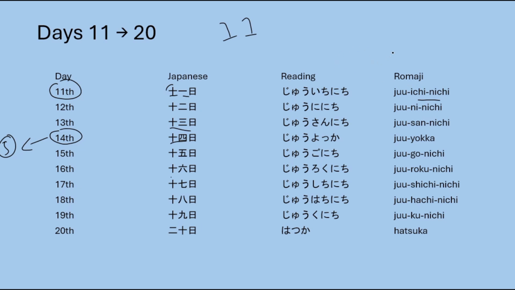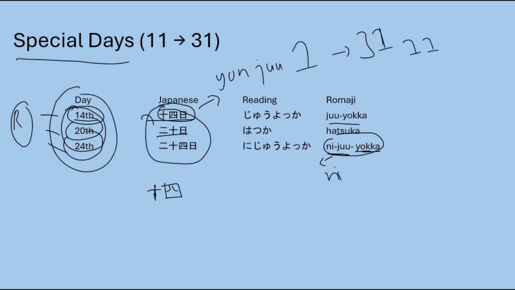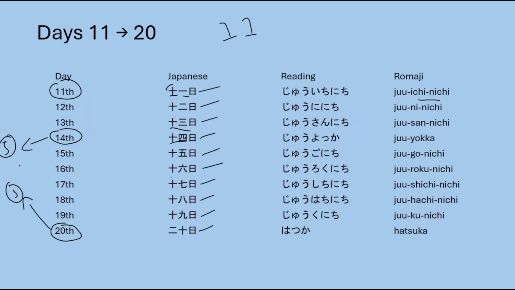Now let's practice them one more time. Juichi Nichi. Juni Nichi. Jusan Nichi. Juyokka. Jugo Nichi. Juroku Nichi. Jushichi Nichi. Juhachi Nichi. Juku Nichi. Hatsuka. As you can see, 20 is also a special word. I already told you there are three special words: 14, 20 and 24.